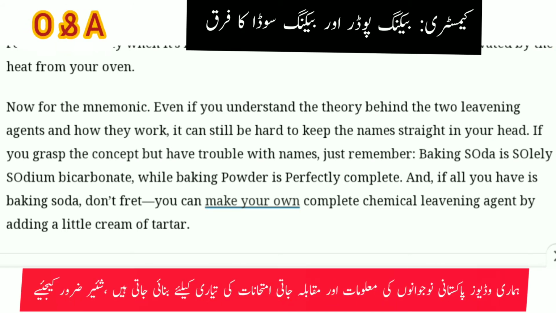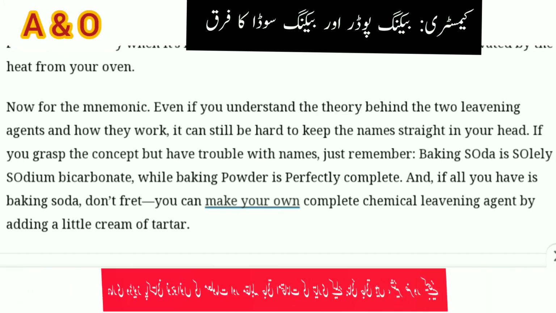And if all you have is baking soda, don't fret. You can make your own complete chemical leavening agent by adding a little cream of tartar.